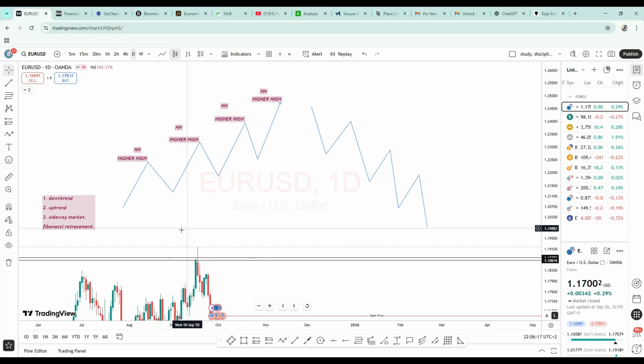And then this low is called lower high. Higher low, sorry. HL, which is going to be higher low. Let me put it there. Higher low.